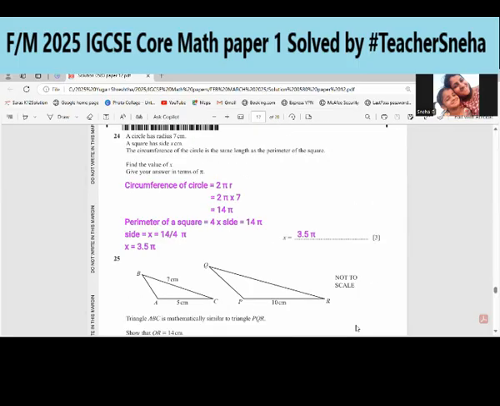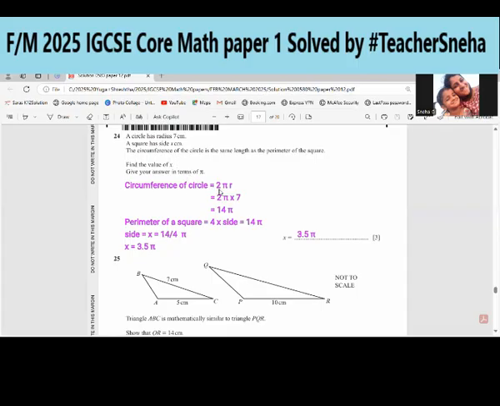Scrolling down to question number 24. A circle has a radius of 7 centimeters and a square has a side of x centimeters. The circumference of the circle is the same as the perimeter of the square. Find the value of x, that is the side of the square. Give your answer in terms of pi.